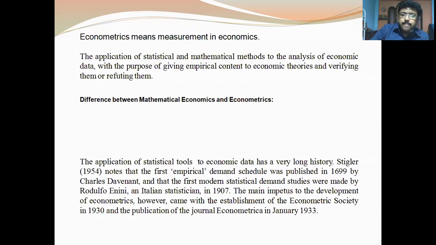You should have a clear idea of the difference between mathematical economics and econometrics. Mathematical economics is nothing but the application of mathematics to economic theory. But in econometrics, there should be empirical content to the economic theories. It is the application of statistics and mathematics to analyze the economic data with the purpose of giving empirical content to the economic theories and verifying them. So here is the difference between mathematical economics and econometrics.